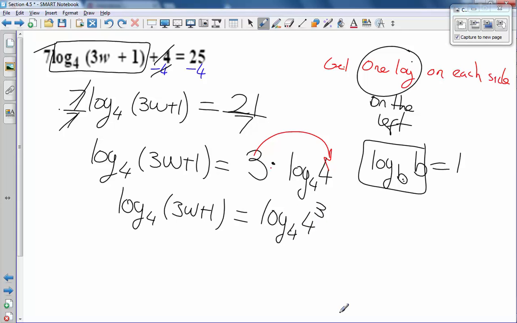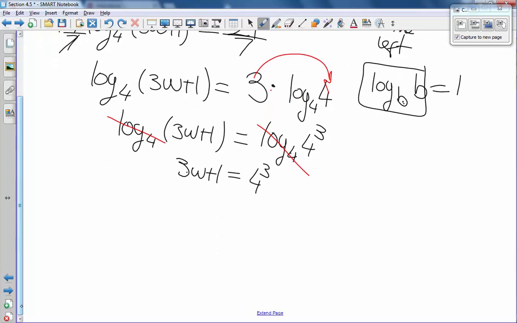Now take your magic pen. We can cancel them now because they are completely isolated on either side. And guess what we got? 3w plus 1 is the only thing left on the left side. 4 cubed is the only thing on the right side. What is 4 cubed, by the way? 64. Perfect. And I will subtract 1.